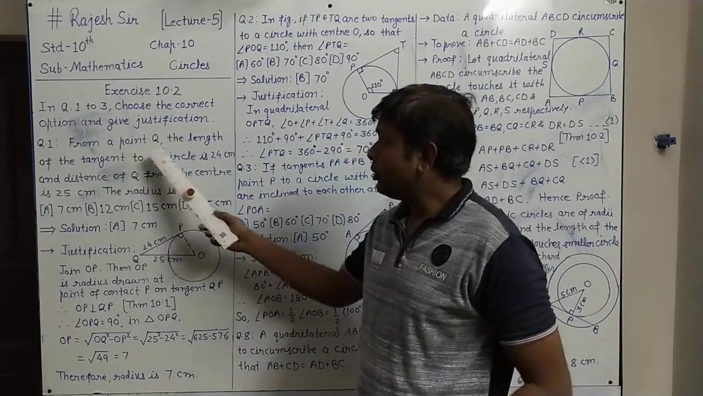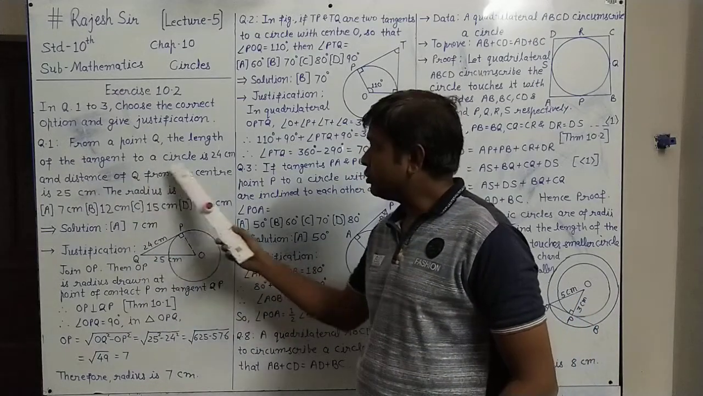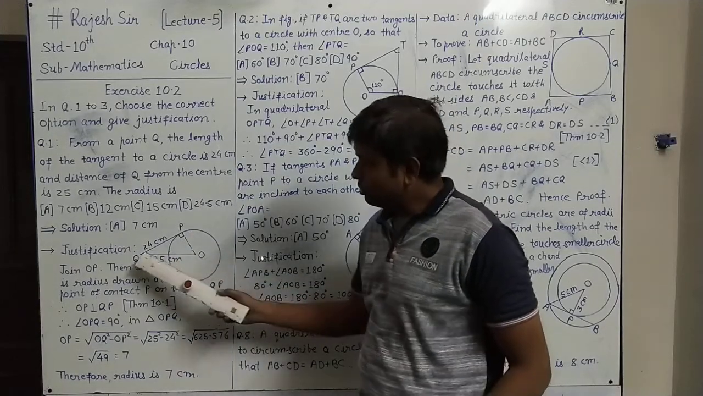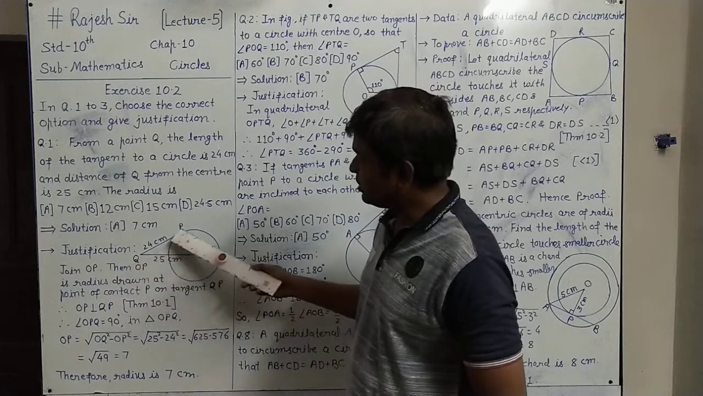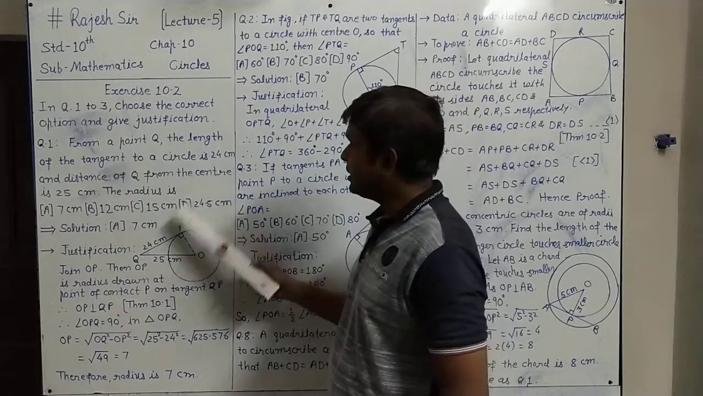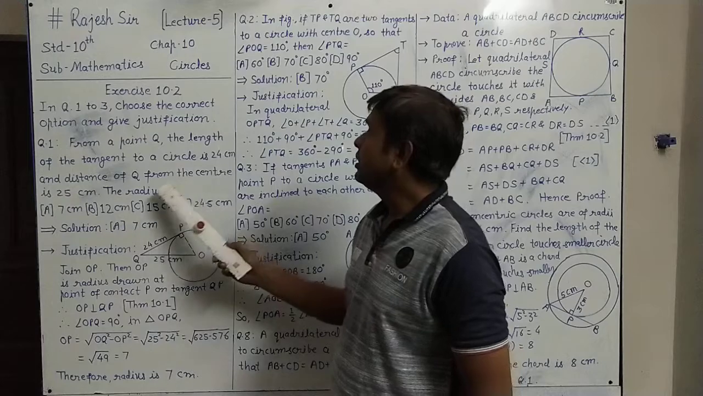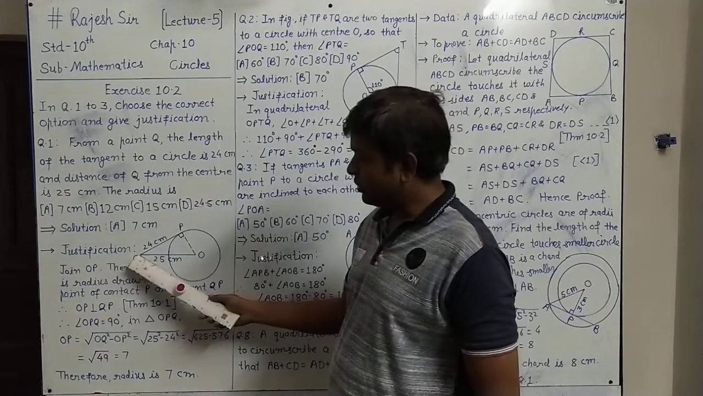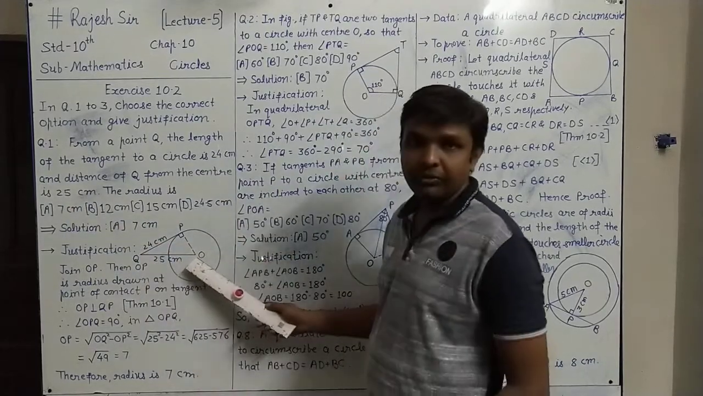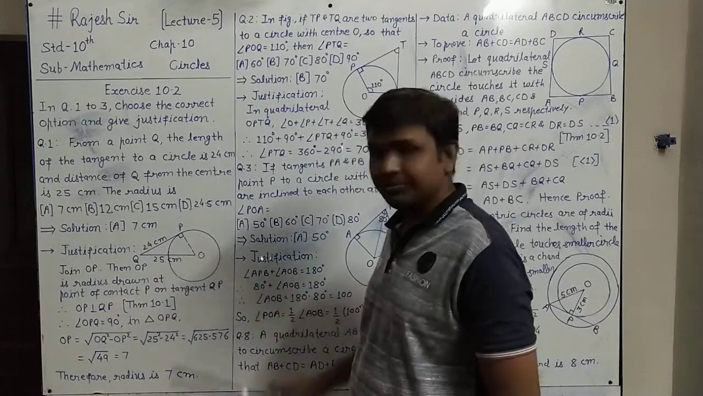As the question says from a point Q, this point Q is outside the circle. This is the circle we have drawn with center O. From this outside point Q, the tangent QP is drawn on the circle, and the length of the tangent QP is 24 cm. Now the distance of Q from the center O is 25 cm, as shown in the figure, and we need the radius. This OP shows the radius R.